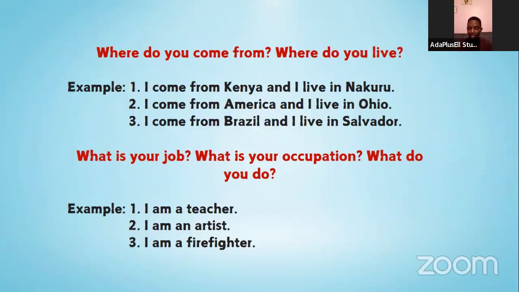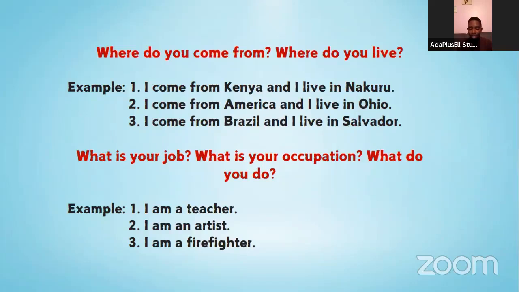So still he's telling us where he comes from and also where he lives. Also here we will find out there is another person who comes from Brazil and is also telling us where he lives. And down here you find out that people now want to know the job of someone, what the person does, his occupation.